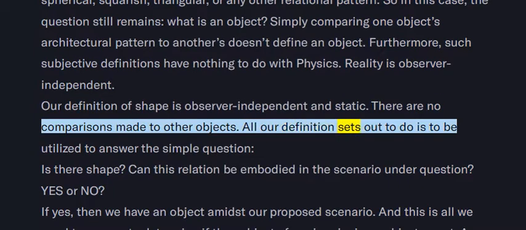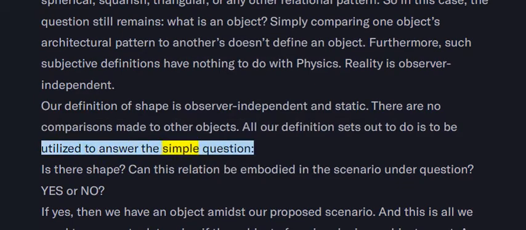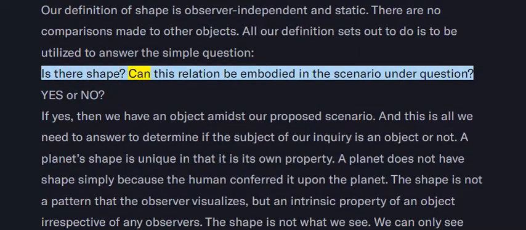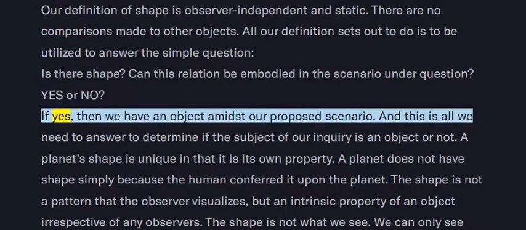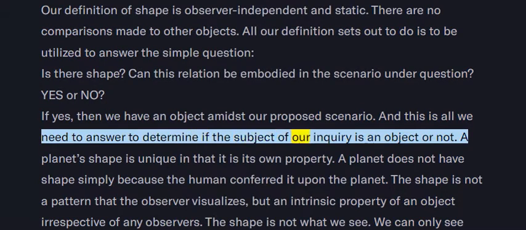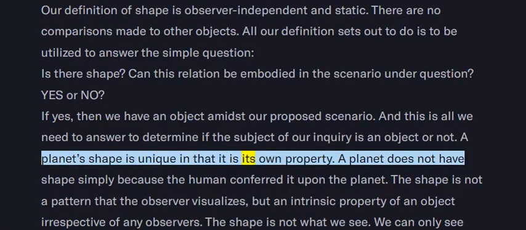All our definition sets out to do is to be utilized to answer the simple question, is there shape? Can this relation be embodied in the scenario under question? Yes or no? If yes, then we have an object amidst our proposed scenario. And this is all we need to answer to determine if the subject of our inquiry is an object or not.